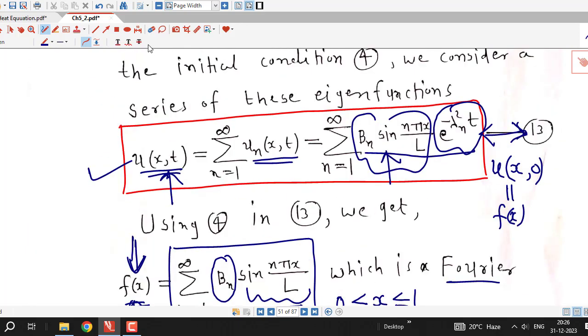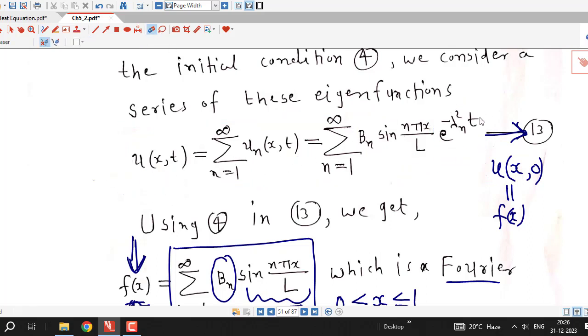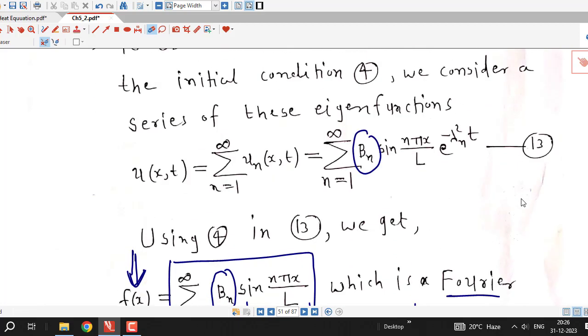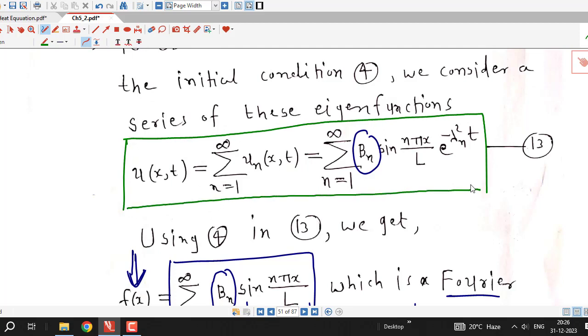So here we can see, after applying the superposition principle, we obtain this equation number 13, and these bn's are given by this formula, 2 by L integral 0 to L f(x) sin(n pi x / L) dx, and this is our solution which satisfies the given boundary conditions as well as the initial conditions, where this bn is given by the formula of the Fourier coefficient, which is 2 by L integral from 0 to L f(x) multiplied with sin(n pi x / L), integral with respect to x.